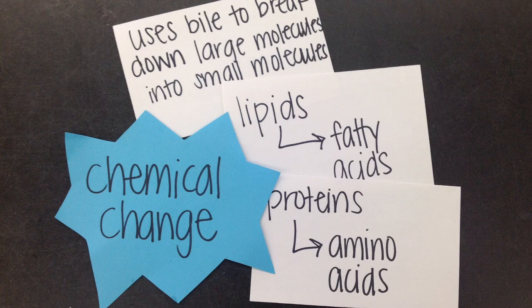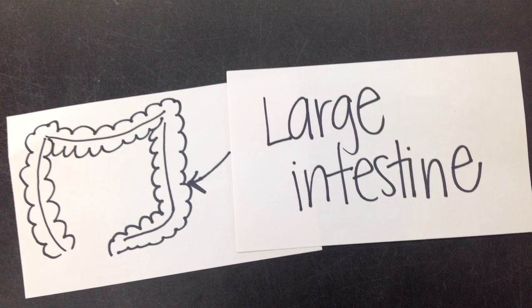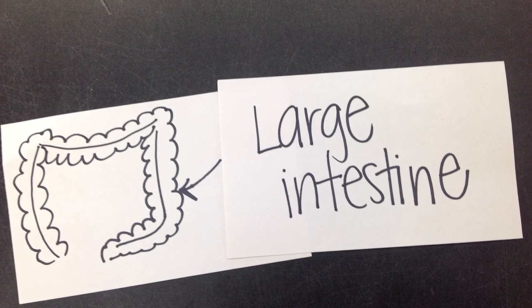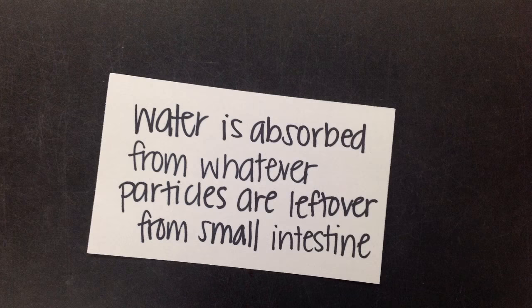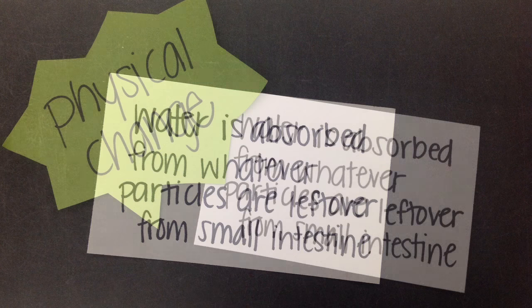After that, it's on to the large intestine. The large intestine is where water is absorbed from whatever particles are left over from the small intestine. This represents a physical change because there were no new substances formed.